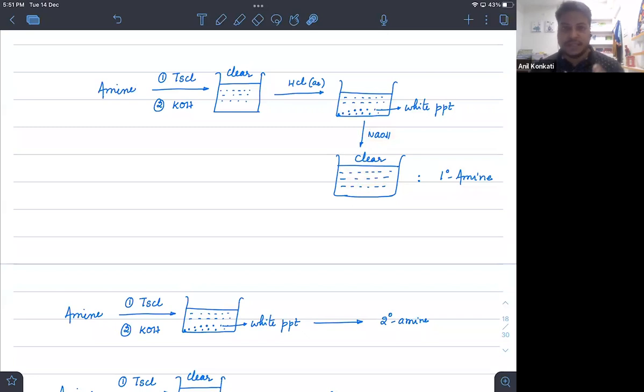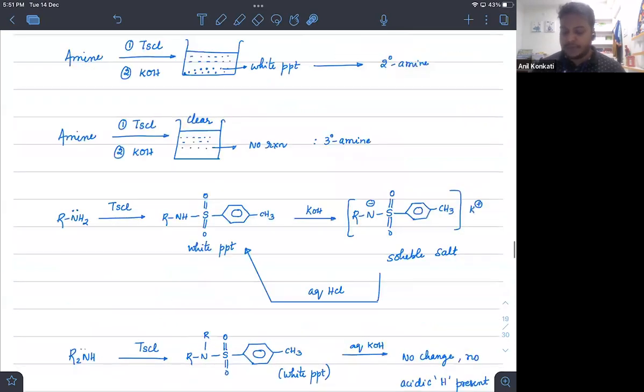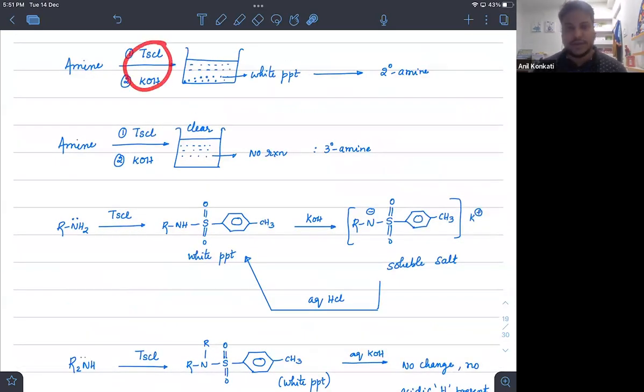First, let us understand the steps. The first step is you take TsCl in basic medium. It will form a clear solution. Again, add it to HCl. It will become a white precipitate. Add it to NaOH. Again, it becomes a clear solution. It is 1 degree. Okay. If you added TsCl and KOH with amine and you're directly getting a white precipitate, then it is a secondary amine. And further, there is no other reaction we can do. While if you take tertiary amine, on adding, there is always a clear solution and further there is no reaction happening. Then that is 3 degree amine.